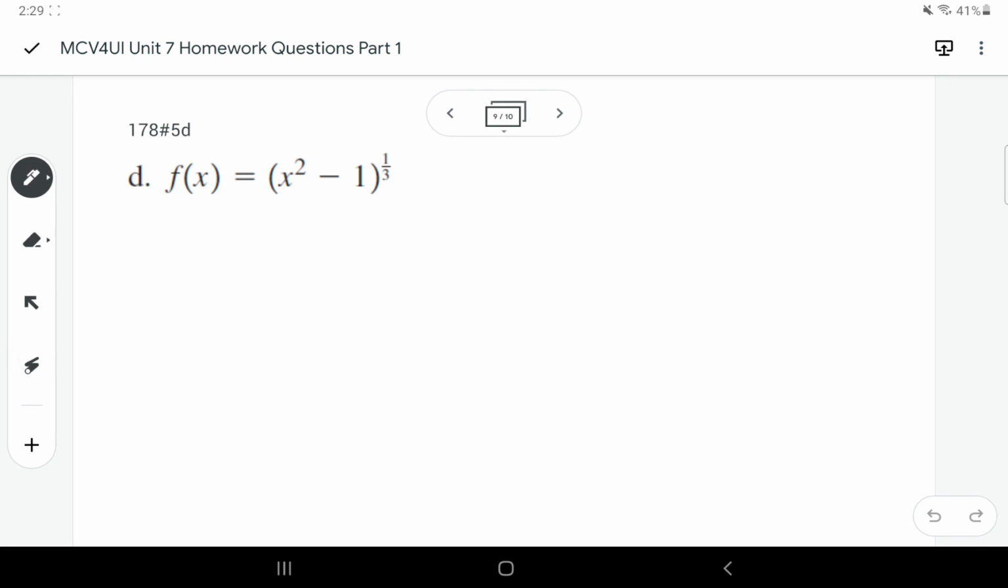This one, sorry, I have to kind of check. I don't know what the question's asking. Okay, so we want to determine critical points and whether they are local max or min.